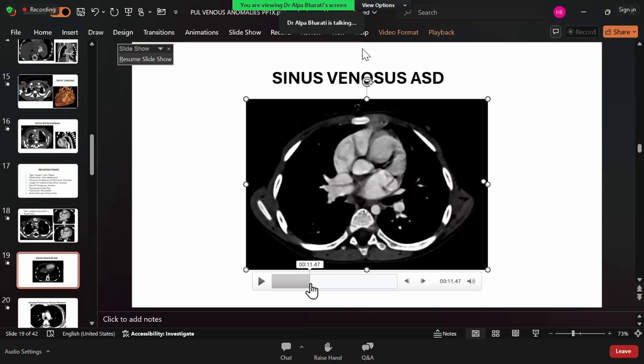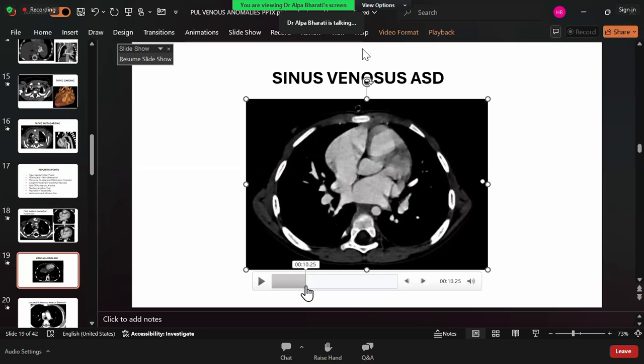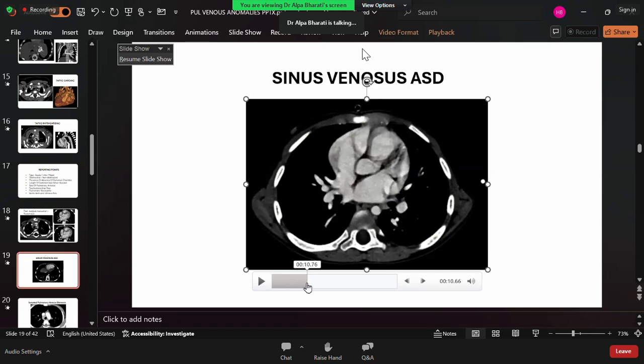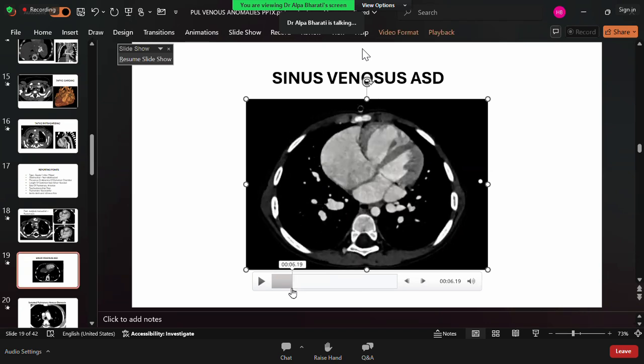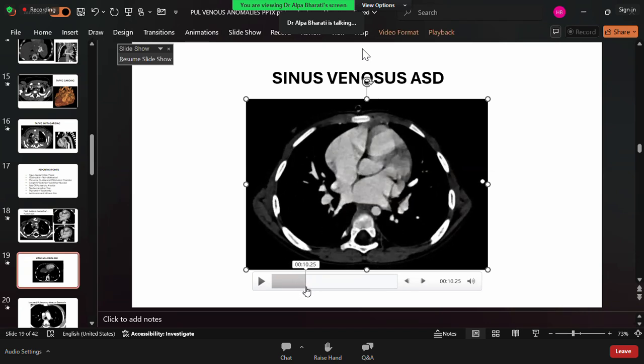So it is invariably a combination of SVC, a pulmonary vein and ASD, all three draining into the RA. There is a septal defect, there is a pulmonary vein which is anomalous, and the SVC. Or if it is an inferior sinus venosus defect, then the same finding but inferiorly, where the IVC is communicating with the RA, there the defect will be.